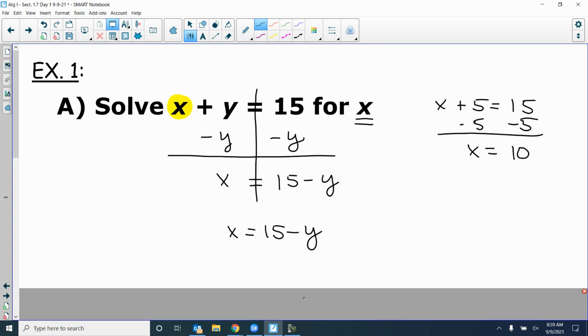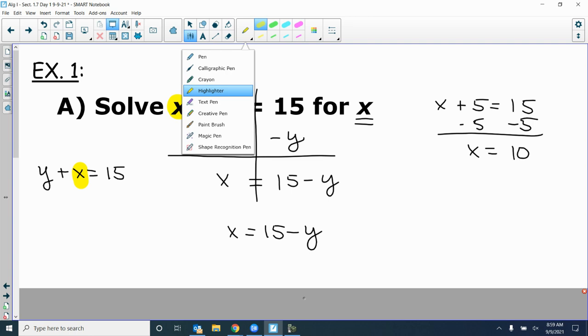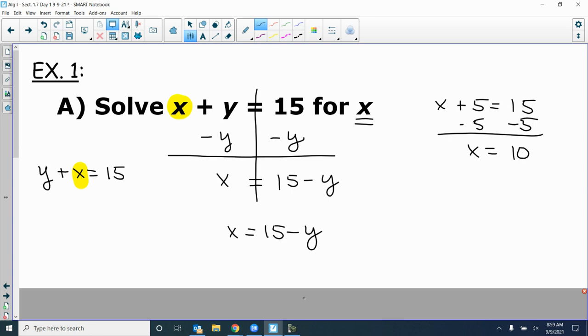What if the y was before the x? Would it be 15 minus x? No, if the y was before the x, you mean like this? y plus x equals 15? Is that what you mean? Okay, good question. It all depends on what they tell you to solve for. If they tell me to solve for x, I still have to move that y. And so I'm going to subtract y either way, and I'm still going to get x equals 15 minus y for that.